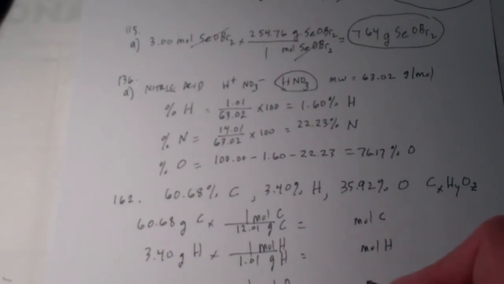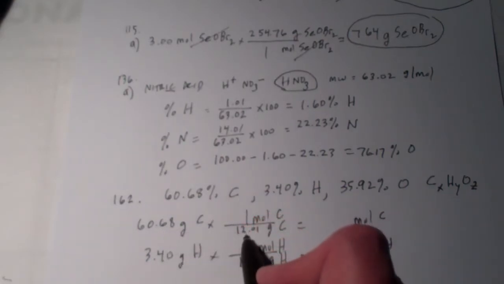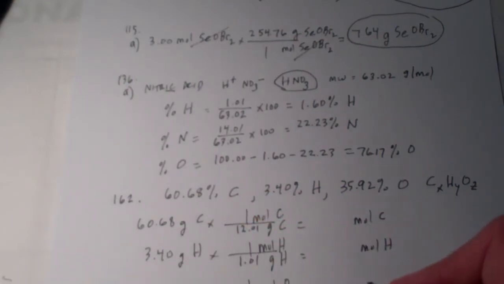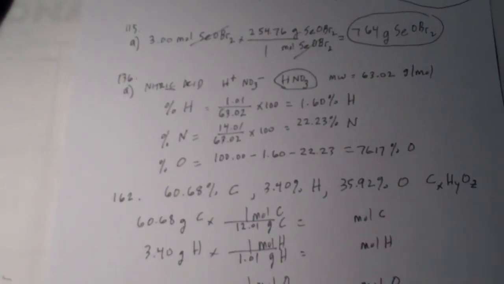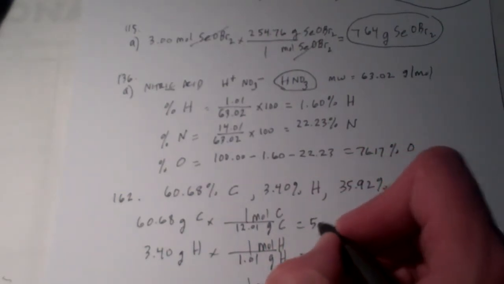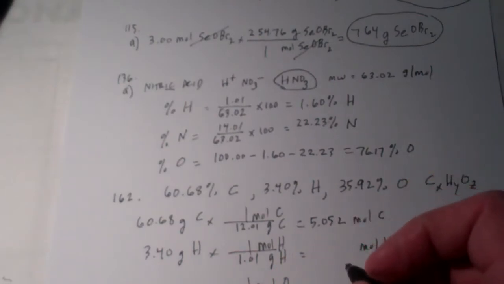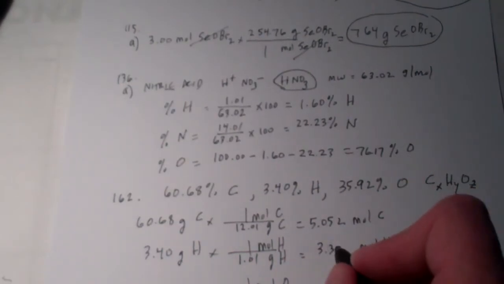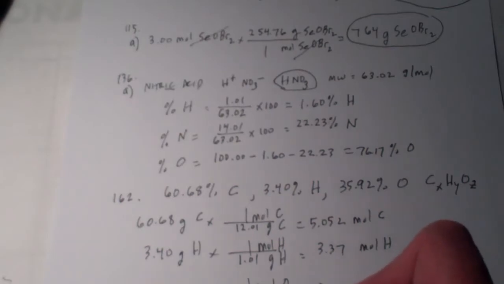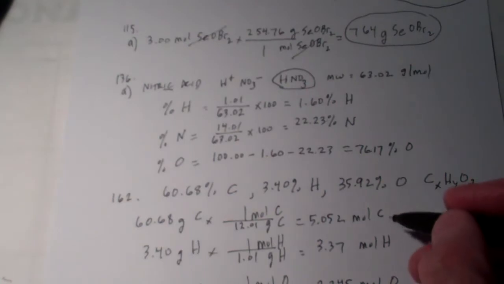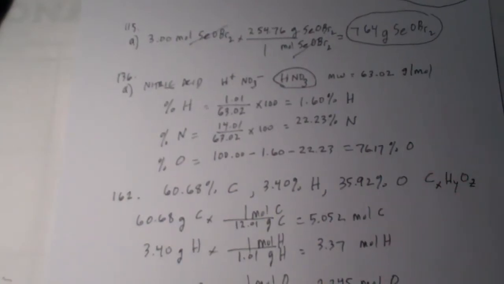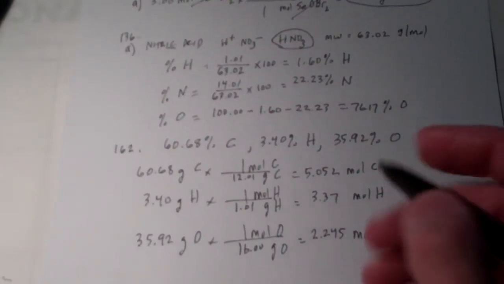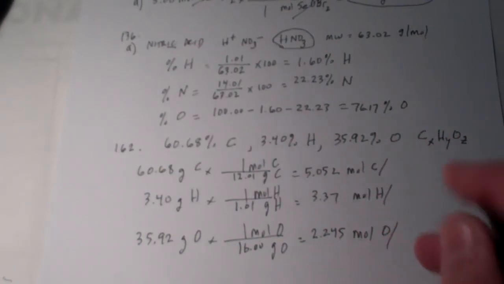You can check my work. It's easily done by taking this mass divided by that mass, and we'll get the number of moles. So for moles of carbon, I ended up with 5.052, hydrogen 3.37, and oxygen 2.245. Not pretty numbers. To get a mole ratio, if you remember from the 2 labs that we've done for this unit, we divide by the lowest number of moles.